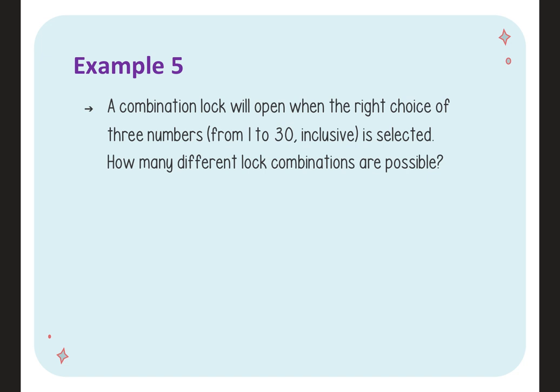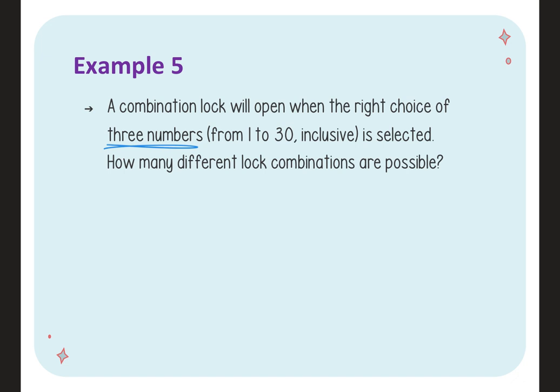All right, example 5. A combination lock will open when the right choice of 3 numbers from 1 to 30 inclusive is selected. What does inclusive mean? Including 1 and 30, good. How many different lock combinations are possible? So first of all, it's 3 numbers. This is like the little twisty thing on your actual lock, right? There are 3 numbers.